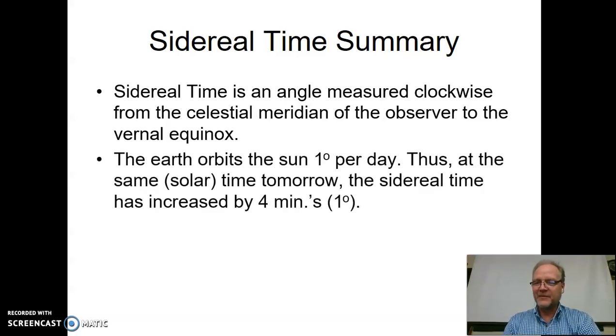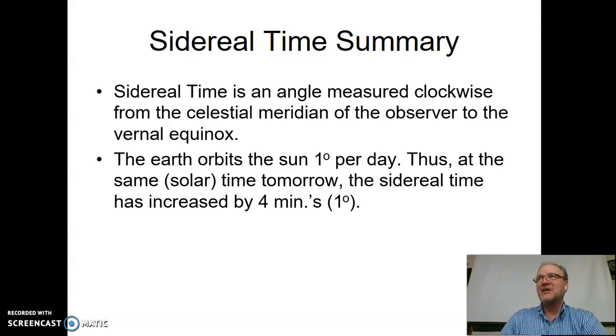Secondly, a detail that we knew about, but now it becomes extra important. Earth orbits the sun by approximately, about 1 degree per day. And therefore, at the same solar time tomorrow, that means time on your watch, or time on the clock on the wall, this sidereal time, which is star time, is really increased by 4 minutes, or about 1 degree.